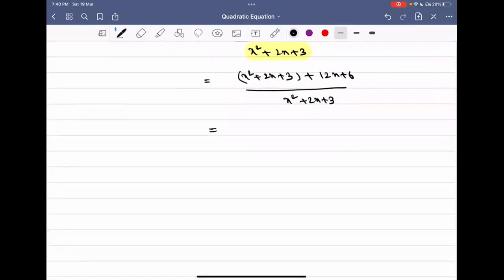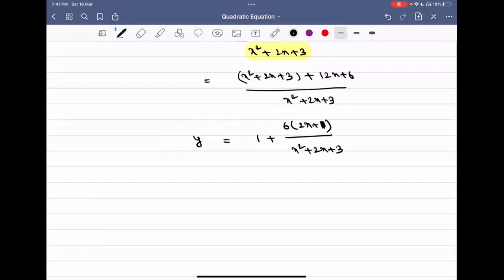Now we separate it. This is equal to 1 plus, taking 6 out, 6 into (2x plus 1) over x square plus 2x plus 3. So this is our y. Actually y is equal to 1 plus 6 times (2x plus 1) over x square plus 2x plus 3.